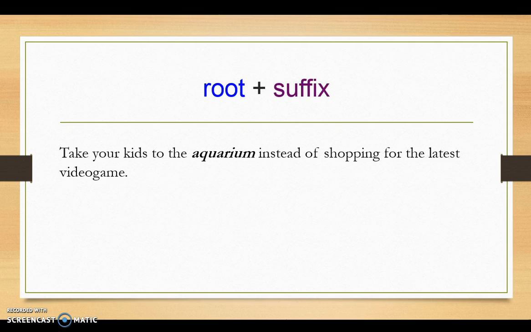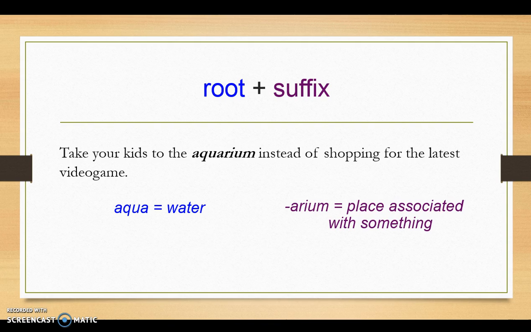The next combination is a root and a suffix. Let's use the following sentence. Take your kids to the aquarium instead of shopping for the latest video games. First, we find the root word aqua, which I know means water. Then, we should look at the suffix, arium, which means a place associated with whatever it's attached to. So, I know that the word aquarium must mean a place where there's water. Now, from the context in the sentence, it must be something entertaining because you're going to take your kids there instead of going and having them play video games.